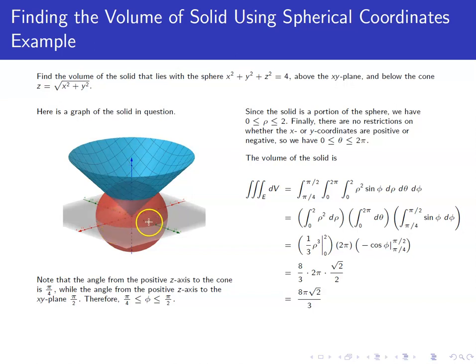Finally, our solid goes completely around in the xy plane. Right? If we start at the positive x-axis and go counterclockwise, I end up back at the positive x-axis again. So our theta is going between 0 and 2 pi.